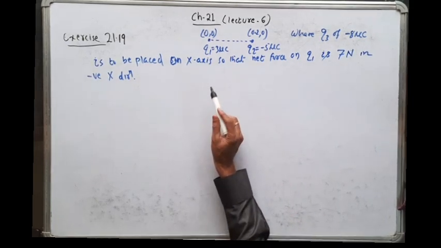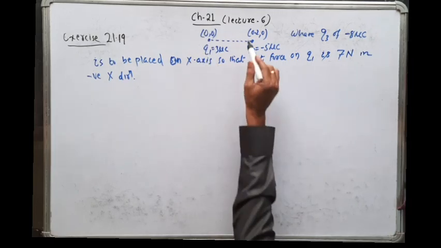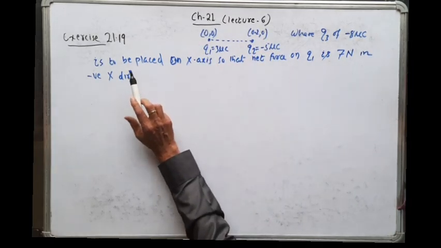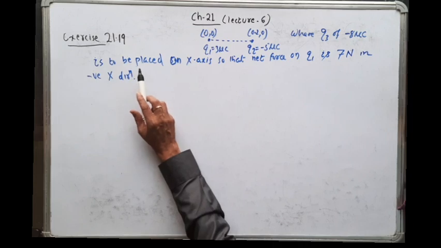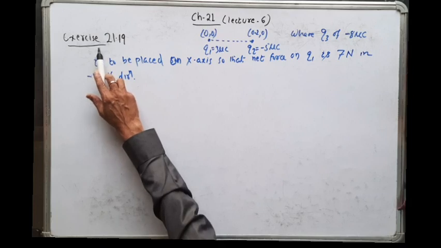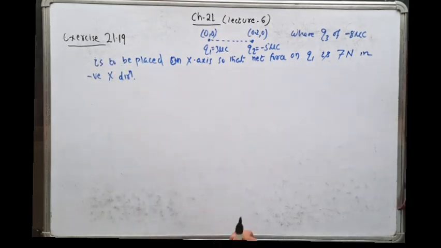So, today is the last class of chapter 21, that is lecture number 6. So, here I will solve some exercise problems from University Physics book. So, let us start with exercise 21.19.